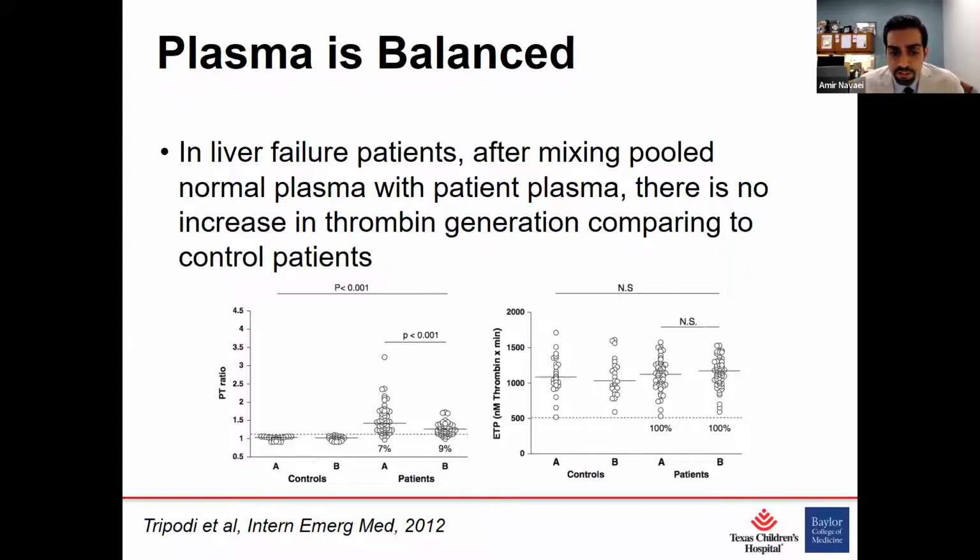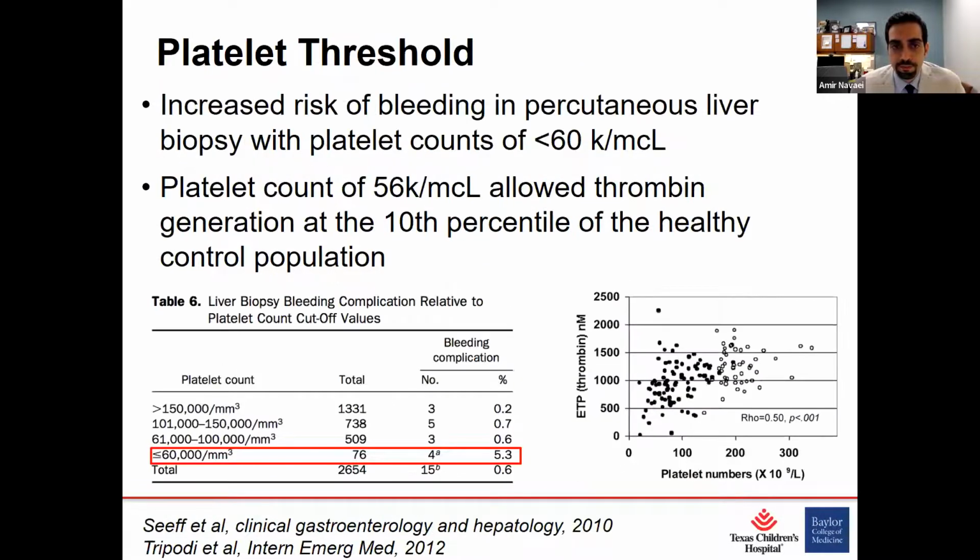However, in this study by Tripathi et al., they compared a mixing study of cirrhotic patient plasma with normal plasma, looking at the thrombin generation assay. Basically after mixing, despite showing a decrease in the PT ratio, the thrombin generation potential stayed similar. And this is a testament to the fact that plasma contains adequate concentrations of both procoagulant and anticoagulant factors and generates a balanced state for coagulation. So plasma is a safer option in the setting of liver failure, especially if you're worried about a prothrombotic state.